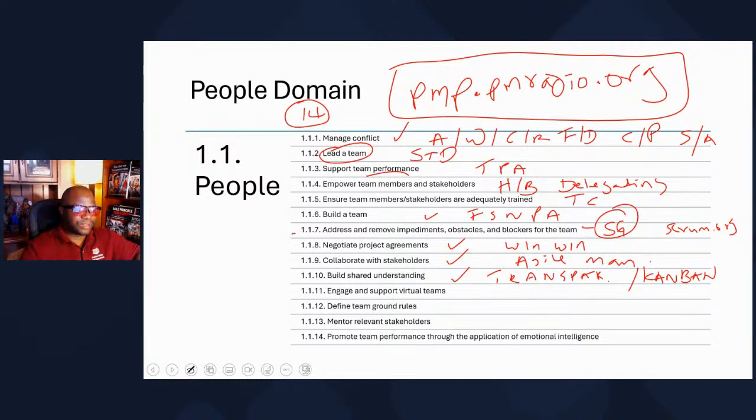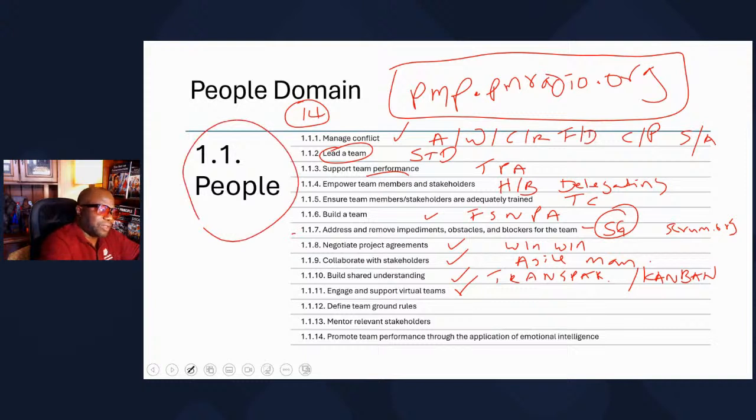It helps your mindset. Engage and support virtual teams. Hopefully, you know what a virtual team is. Virtual teams are geographically dispersed. When we talk about the people domain at large, there are certain terminologies you've got to understand, like T-shaped skills. What does that mean in the world of Agile? It means broad and deep skill sets, same as broken comb or paint drip.